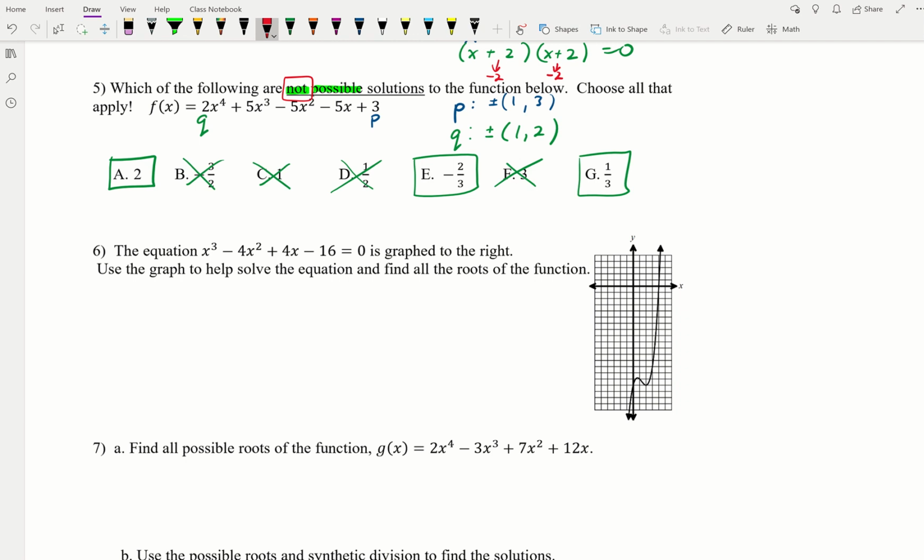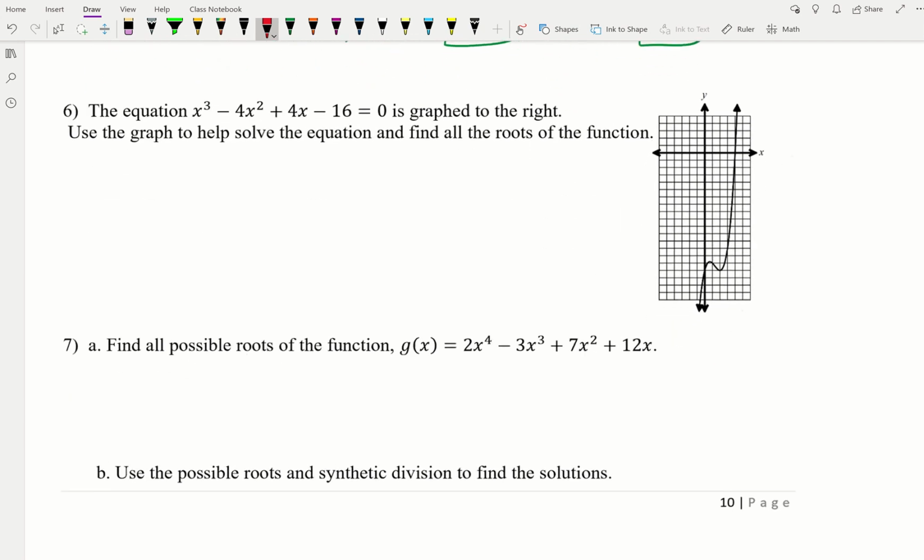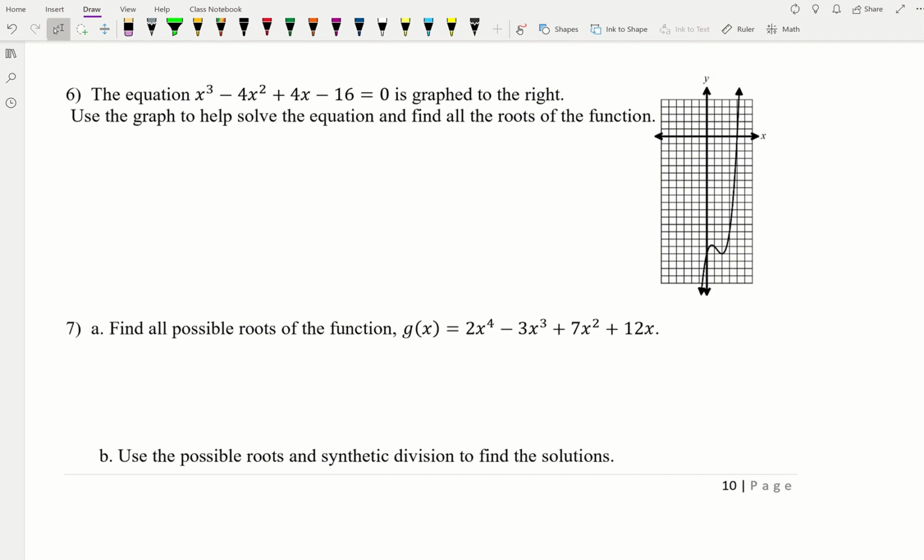All right. Other types of problems we're going to run into. Number 6. It says the equation x cubed minus 4x squared plus 4x minus 16 equals 0 is graphed at the right. It says use the graph to help solve the equation and find all the roots. So that's going to be important. Now, taking what we've learned in the past and what we've talked about today, we can look at this graph and we can see that this graph is crossing the x-axis at 1, 2, 3, 4, at +4.